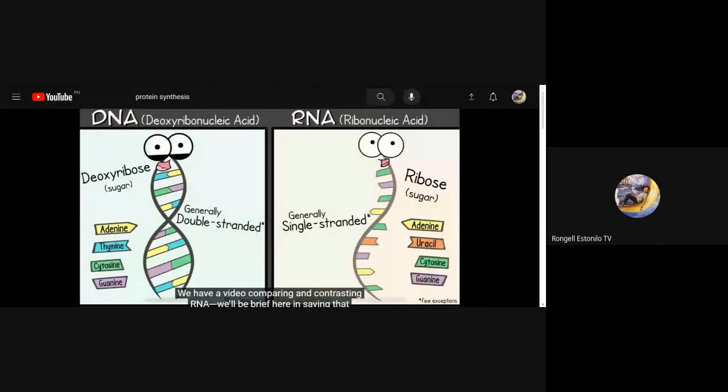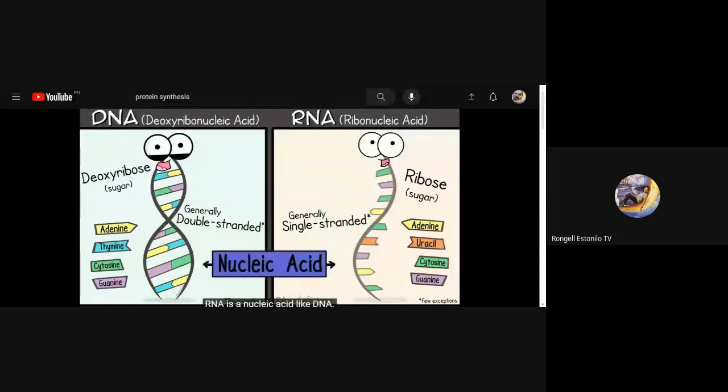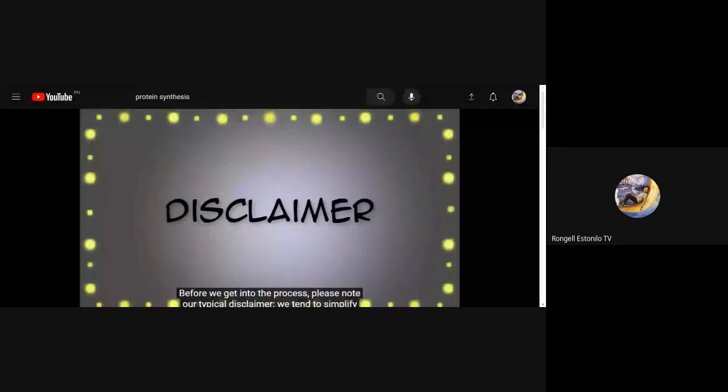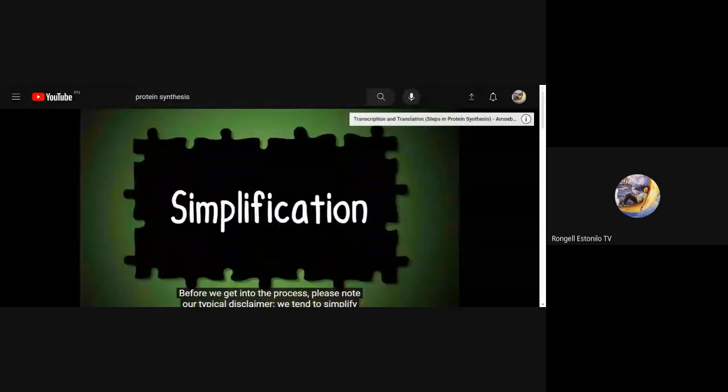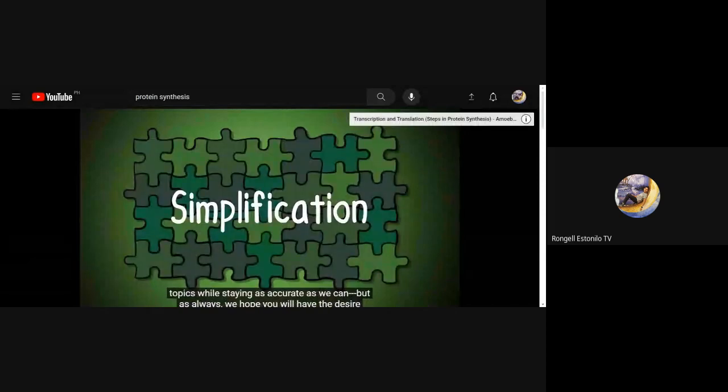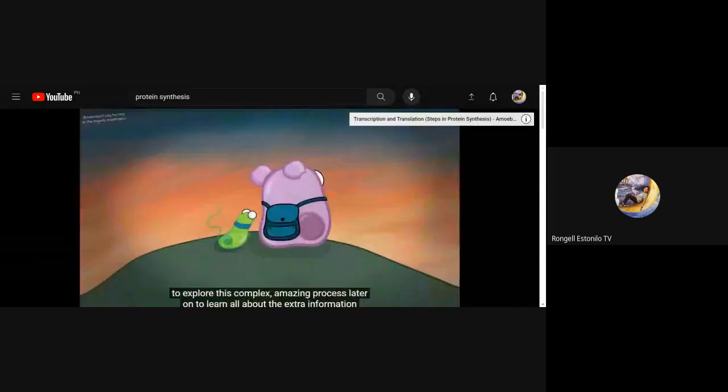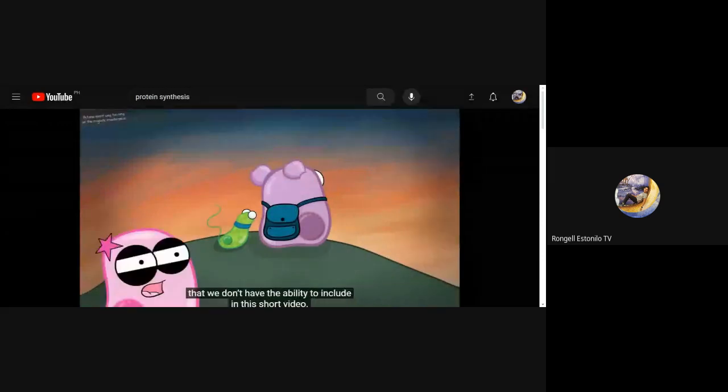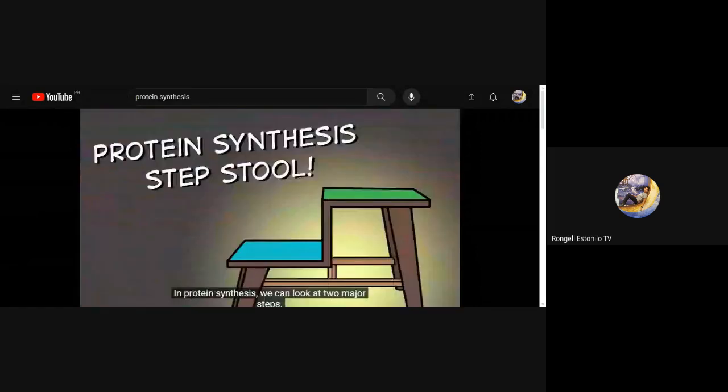We'll be brief here in saying that RNA is a nucleic acid, like DNA, but it has a few differences. Its role in protein synthesis also is huge. Before we get into the process, please note our typical disclaimer. We tend to simplify topics, but as always, we hope that you have the desire to explore this complex, amazing process later on, to learn all about the extra information that we don't have the ability to include in this short video. In protein synthesis, we can look at two major steps.